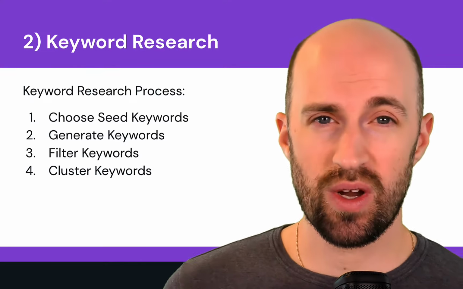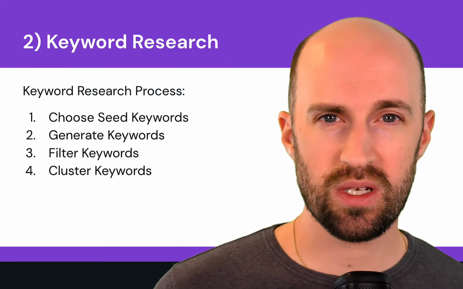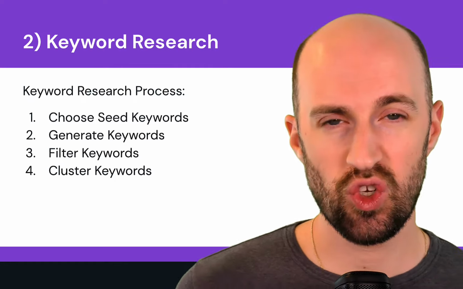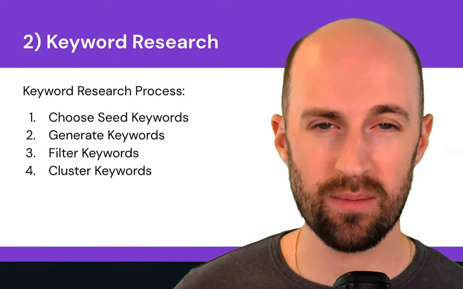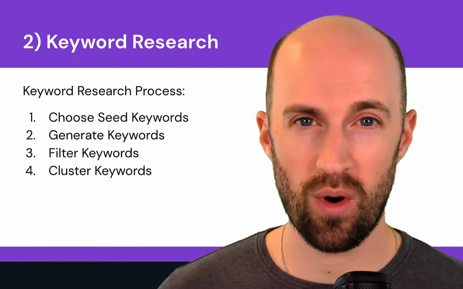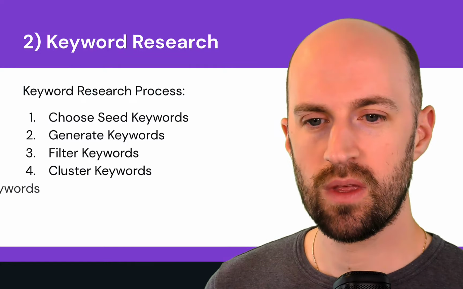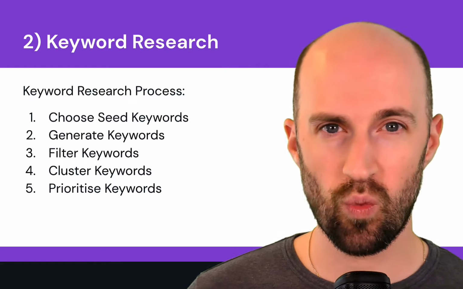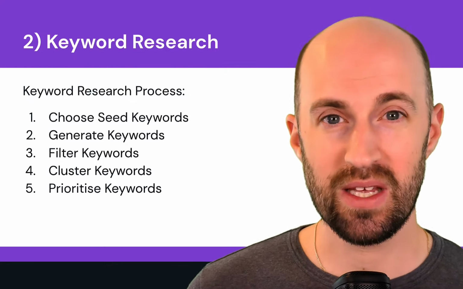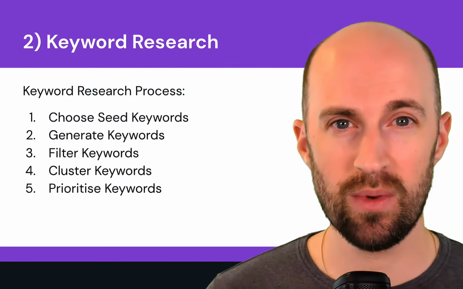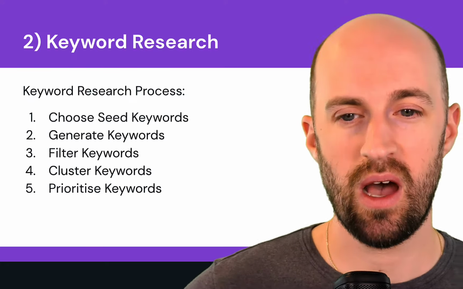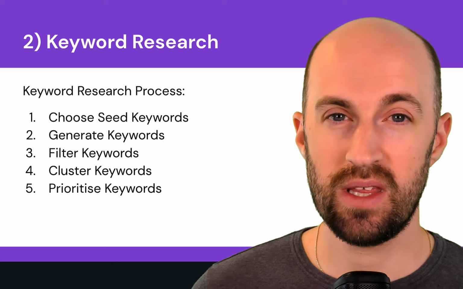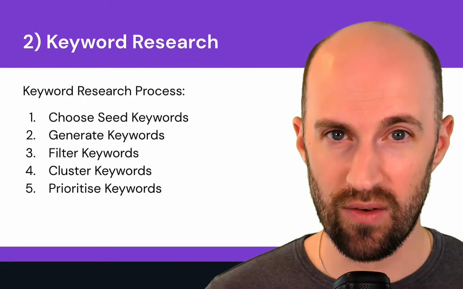Next is clustering them. Clustering keywords means basically grouping similar ones together into topic groups. So if they're quite similar, group them together, and that will form a topic cluster. And finally, prioritize keywords. So pick out the ones that you want to start with based on high search volume, low difficulty score, high value, high relevance. All of those are high value that you want to start creating content around first.